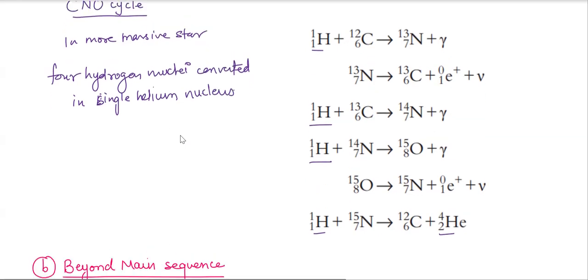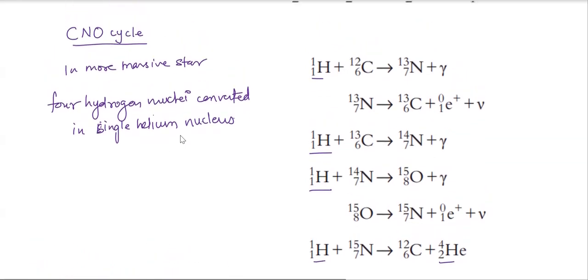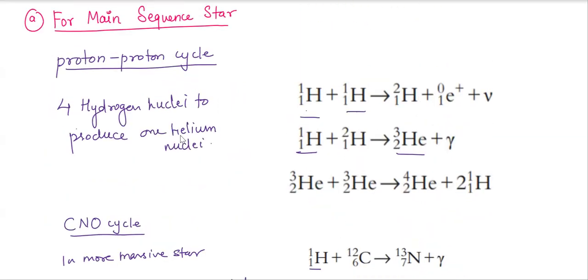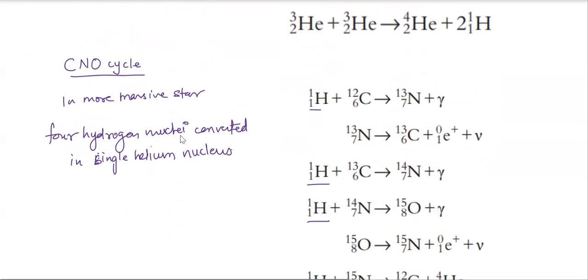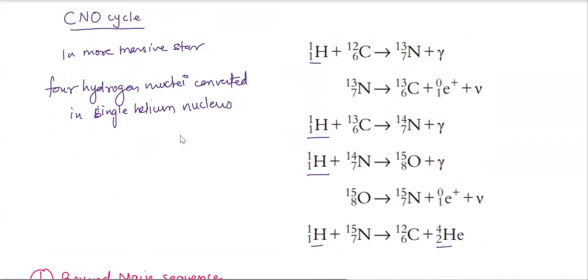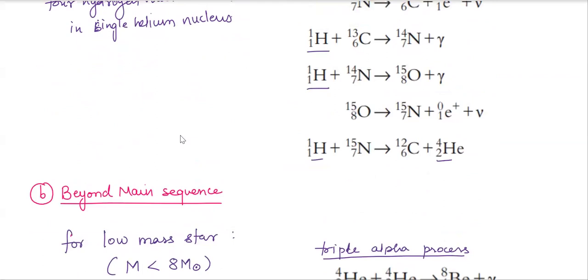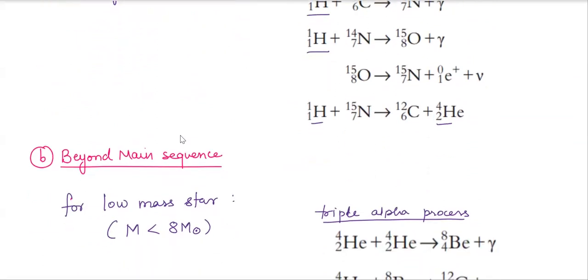Okay, so this is all about the CNO cycle. The proton-proton cycle and the CNO cycle are the processes of the main sequence star, and they last for billions of years, multiple billions of years. But when a star runs out of hydrogen, it will convert into a red giant and the process continues.